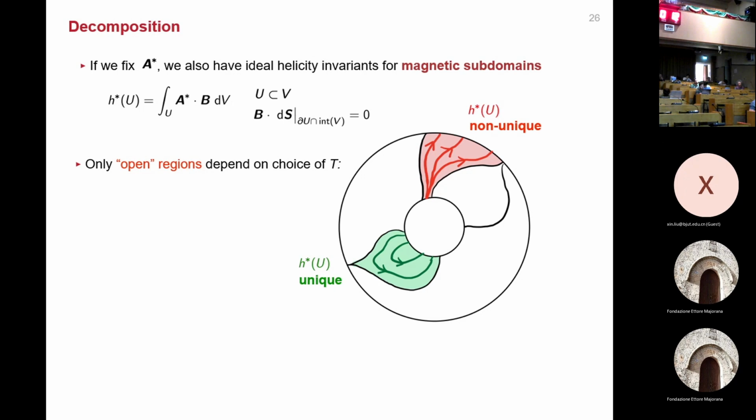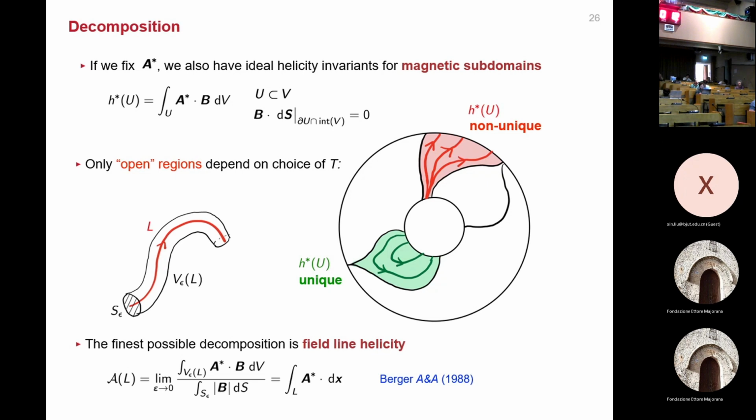So that's something that unfortunately happens here. Oh yeah, so this is what I was saying, the field line helicity. If you take these, you can see that the finest possible decomposition you could make would be to have some infinitesimally thin tube around every single magnetic field line. And all of those tubes would satisfy my condition of being magnetic subdomains.